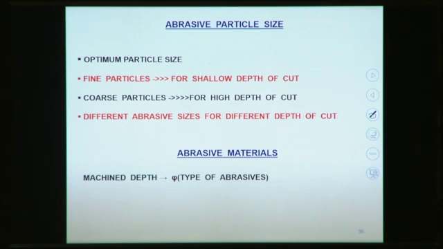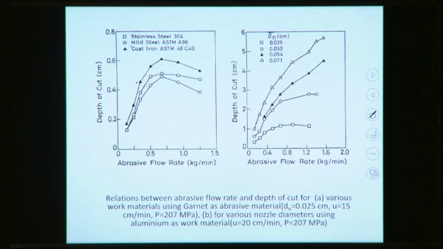So what kind of abrasive materials should we use? Machine depth depends on the type of abrasives, so what kind of abrasives are we using? Suppose we use diamond abrasives. In that case, obviously your machine depth will be more, because the hardness of these abrasive particles is more. So here we can see that with the increasing abrasive flow rate, the depth of cut rate is very high.